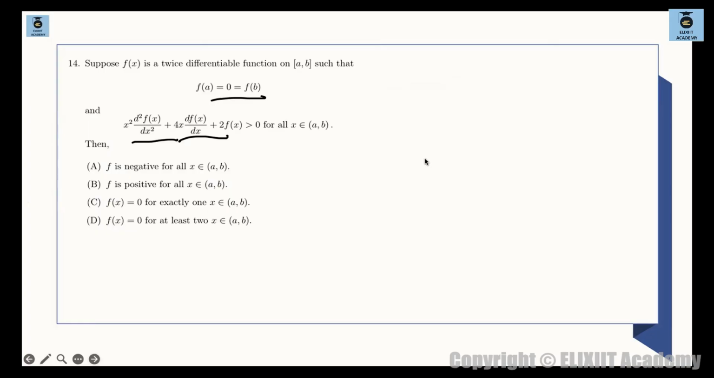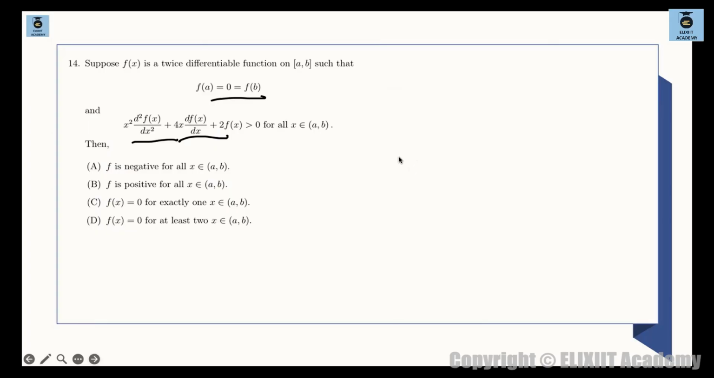Whenever these kinds of expressions are given, the questions are manipulative in nature, so you need to manipulate the expression. These kinds of expressions are not in your syllabus. Linear differential equations are there, but degree 2 and order 2 higher order differential equations are not there. Only order 1 you're solving.